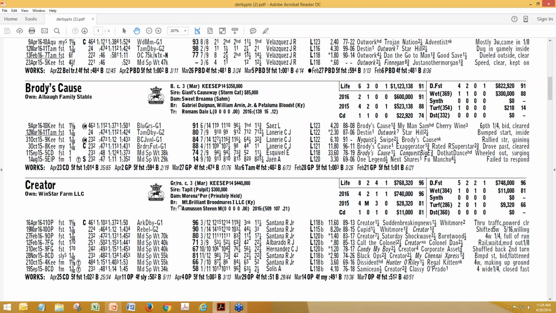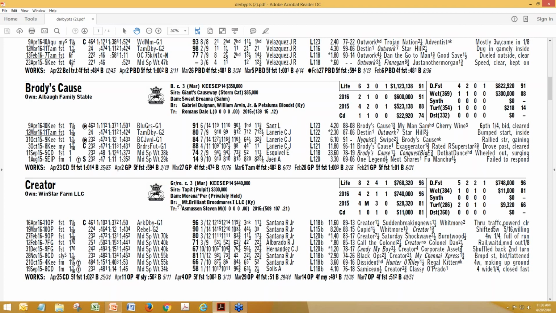What is your take on these Brody's Cause, Creator, Sudden Breaking News, some of these stone closers that seemingly got setups in previous starts? Are you against them completely? How are you approaching it from a pace handicapping and race flow handicapping standpoint?